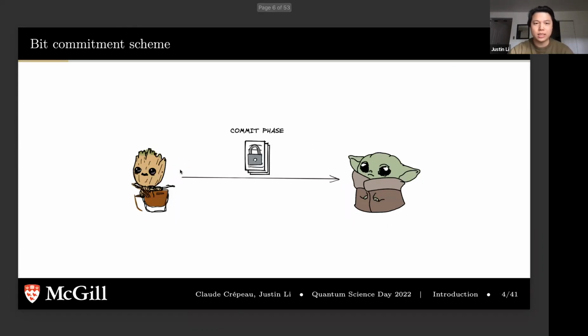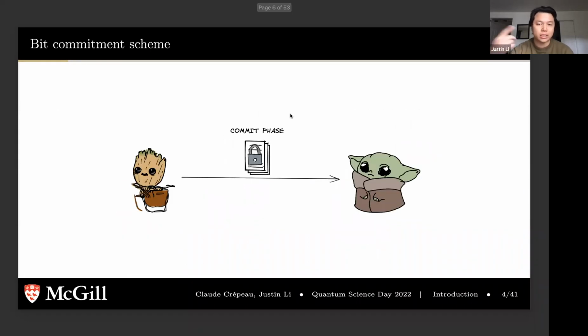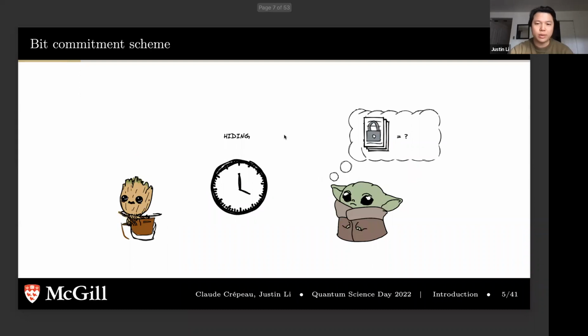What he does is conceal the message in some way and then send it to the second party. This is what we call the commit phase, by concealing the message. During this commit phase, when the right-hand side gets the concealed message, he will not be able to find out what the original message is. This is the first security property of a commitment protocol. It's called hiding. It's when the party that received the concealed message cannot find out what the original message is.